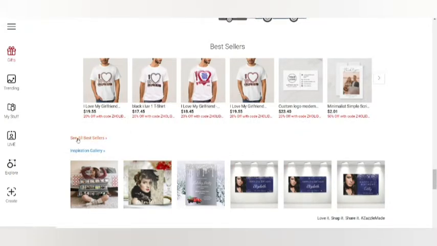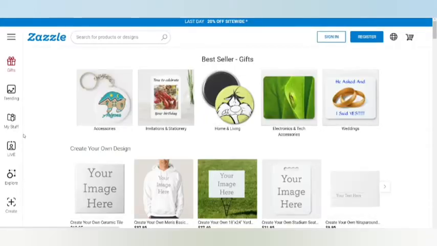So I'm just going to click to see all the bestsellers, and now you're going to see a bunch of different products, different niches, different categories that are currently selling amazingly well on Zazzle. The bestseller gifts. Now you could see the different kinds of items that are popular. These are the categories you can hop into: accessories, invitation stationery, home and living, electronics and tech accessories, and the wedding.